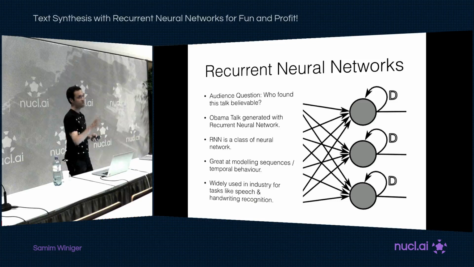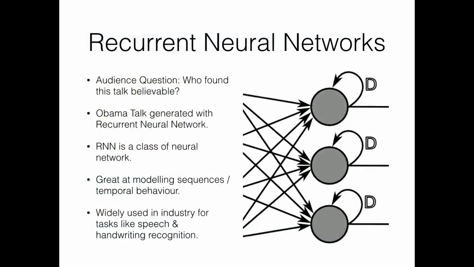RNNs, recurrent neural networks, are a class of neural networks in general, but a specialized one. Specialized in a sense that they're excellent at modeling sequences and temporal behavior. At the moment there's a bit of a renaissance in RNN technology. They've been around for a while, but now they're really blooming. You most likely find them as state-of-the-art models in speech and handwriting recognition, and it's all over the place right now, which I'll get to in the course of this speech.